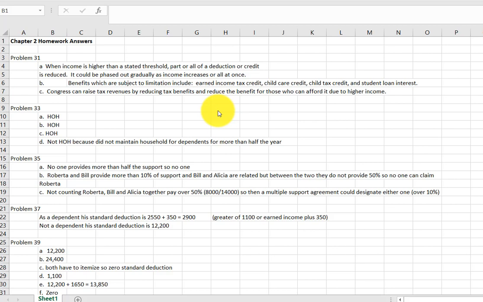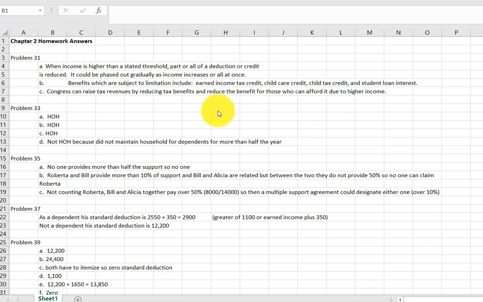You can see there'll be times when it's phased out gradually, so that it starts being phased out if their income is $160,000, for example, and it's fully phased out if income is over $200,000. So anything between 160 and 200 might be partially phased out. So something like that.